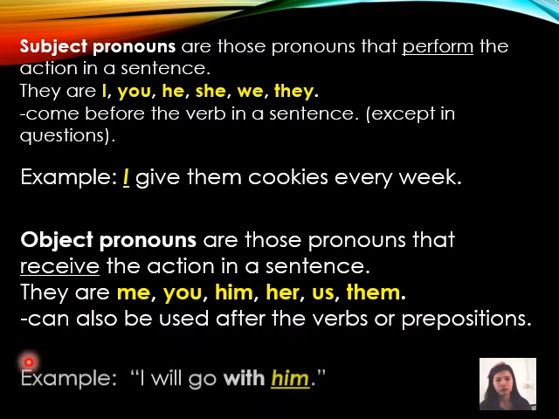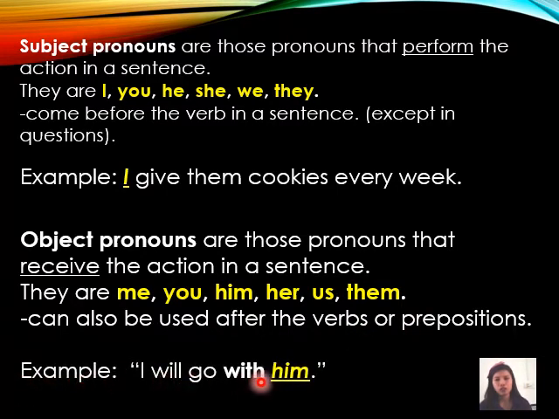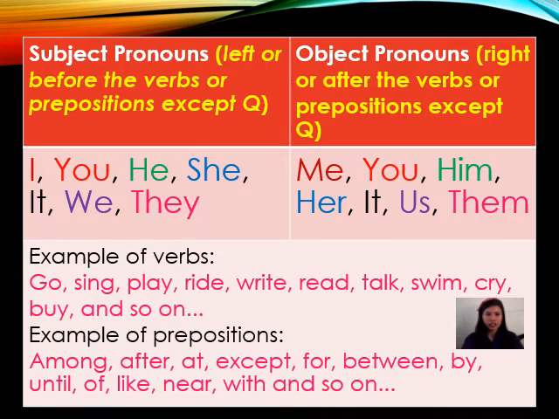Okay, example. I will go with him. Okay, this one, him, we use it after the verb. What is the verb here? Go. Or after a preposition, this one, the preposition with, right? So we have him as the object pronoun. Oh, teacher, it's hard. No, it's easy. I will give you the technique. Okay. Hey class, don't forget, this is the technique.